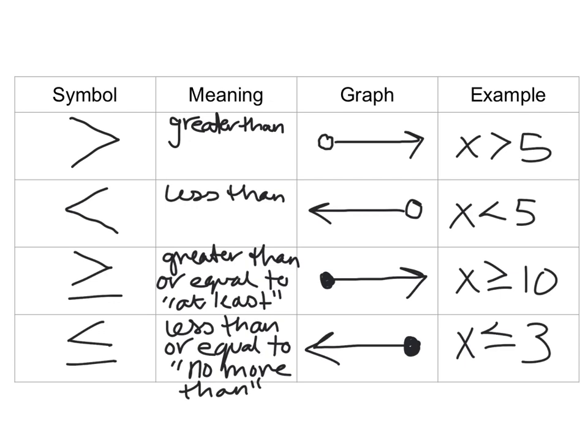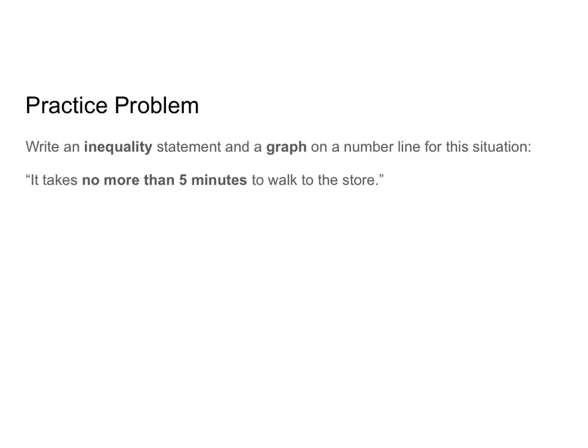All right, so let's go ahead and do a practice problem. I want you to write an inequality statement. So for example, x is less than 100. And I want you to draw a graph, meaning a number line for the situation. So it takes no more than 5 minutes to walk to the store. Think carefully about what that means, what numbers could be possible. Try and write an inequality for it using one of our inequality symbols and a variable. And then graph your statement as well. We'll check this in class tomorrow.